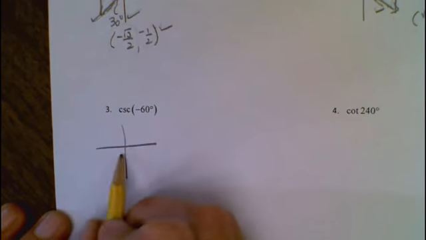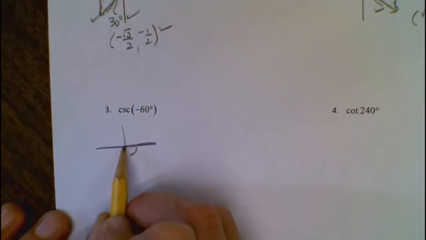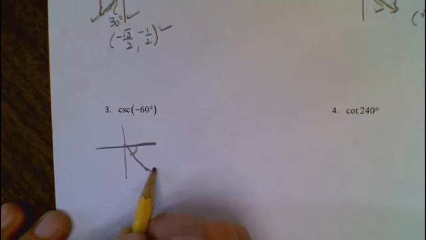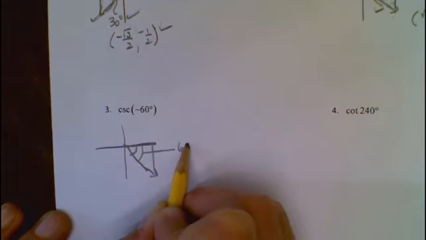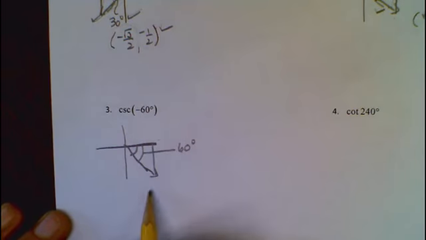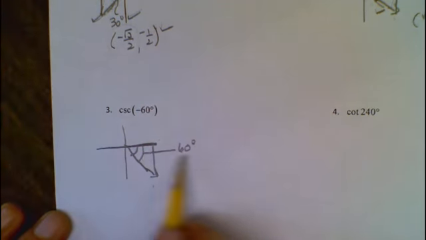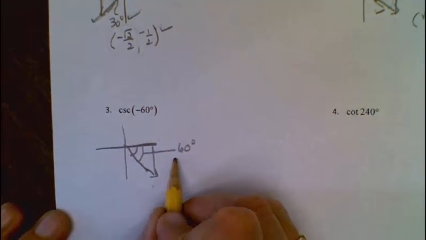All right, so let's look at 3. 3 says cosecant of negative 60. So now I start here. Negative angles, I go in this direction. I need to go 60 degrees. So my reference angle is going to be 60 degrees. So I'm in the fourth quadrant because I went negative 60. Reference angle is 60. The ordered pair that goes with 60 is 1/2.